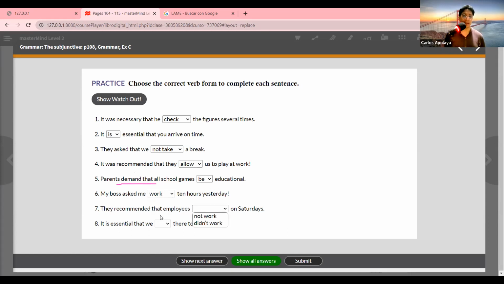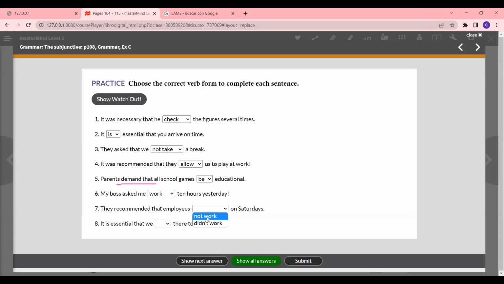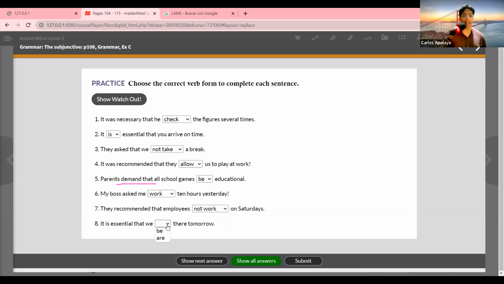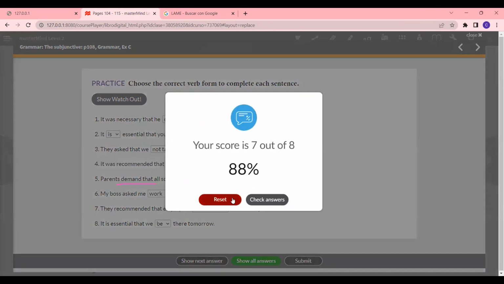Number 7, Jimmy. They recommend that employees not work on Saturdays. Not work, not work. Next, Maria Villanueva, please, number 8. Yes, it is essential that we be there tomorrow. That we be. With be.